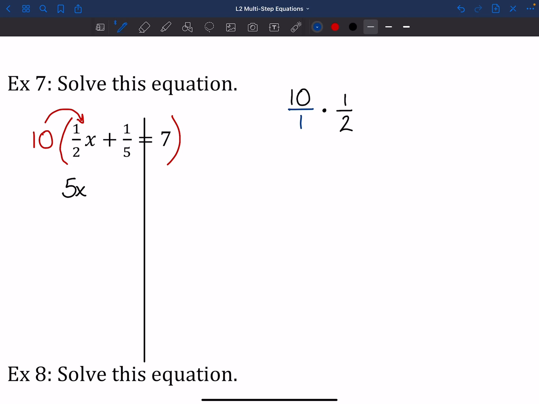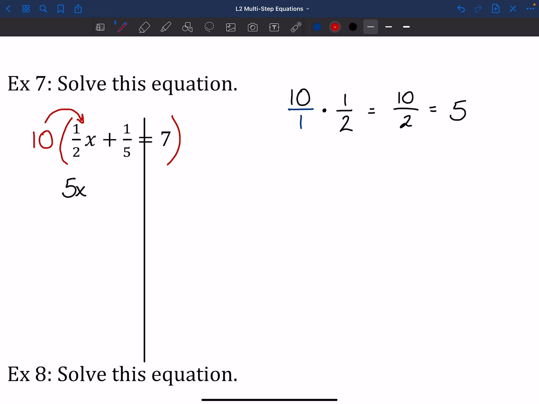Then when I'm multiplying the fractions, the top multiplies the top. So in this case, that's 10 times 1, which will leave me with 10. We then do the bottom times the bottom. 1 times 2 is 2. And then I'm taking a look and saying, all right, 10 divided by 2, we can simplify that. 10 divided by 2 is just 5. So that's how we can get that 5.